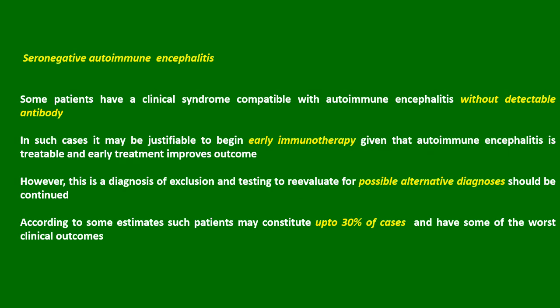Seronegative autoimmune encephalitis. Some patients have a clinical syndrome compatible with autoimmune encephalitis without detectable antibody. In such cases, it may be justifiable to begin early immunotherapy, given that autoimmune encephalitis is treatable and early treatment improves outcome. However, this is a diagnosis of exclusion, and testing to reevaluate for possible alternative diagnoses should be continued. According to some estimates, such patients may constitute up to 30% of cases and have some of the worst clinical outcomes.